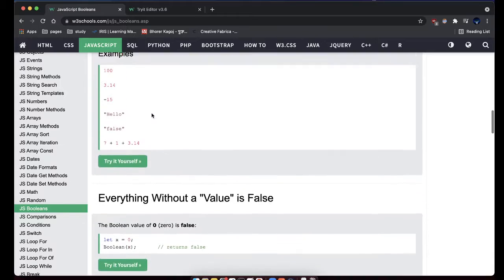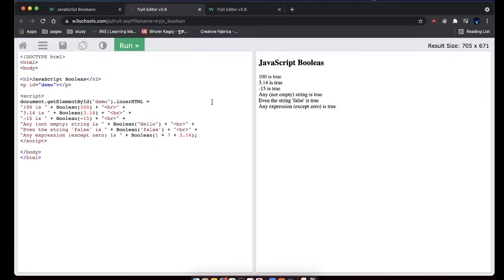So there are some exceptions. For example, here if you notice, 100 is a true value because it's a value, but 3.14 is also a true value. Then minus 15 is also a true value. An array, not an empty string, is true. Any string value, even the string false, is also a true value. Any nonzero value, or a mathematical operation that is not equivalent to 0, is a true value, but 0 we know is false.